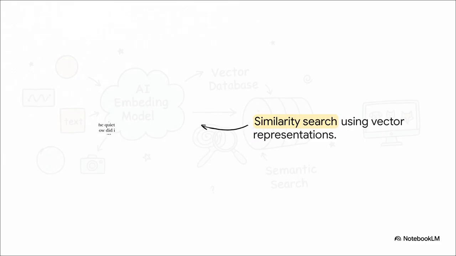When a user types a search into your app, that text doesn't go straight to the database. First, the query gets passed through the exact same embedding model you used during ingestion. This generates a brand new vector array that represents what the user actually wants, their intent. The vector database then takes over and performs a mathematical similarity search. Instead of looking for matching strings of text, the database uses distance metrics to calculate proximity.